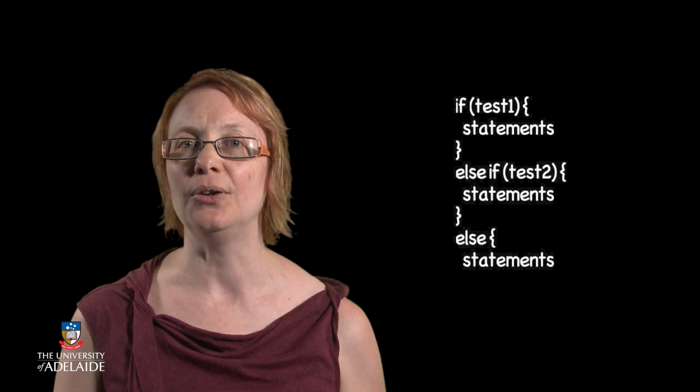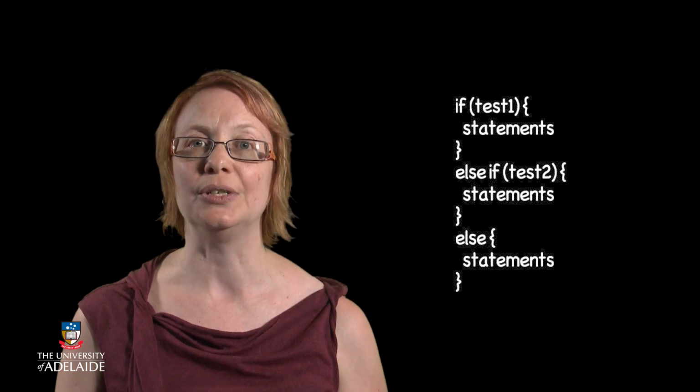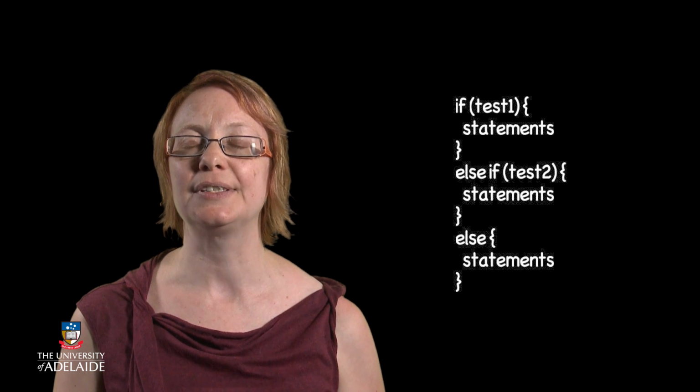In Processing, we have a simple way of being able to encode a sequence of choices. In this use of the if statement, we can have multiple conditions. When Processing executes this code, it tests each condition in turn, and the first condition that is true is chosen. Then the code contained within that part of the if statement is executed.